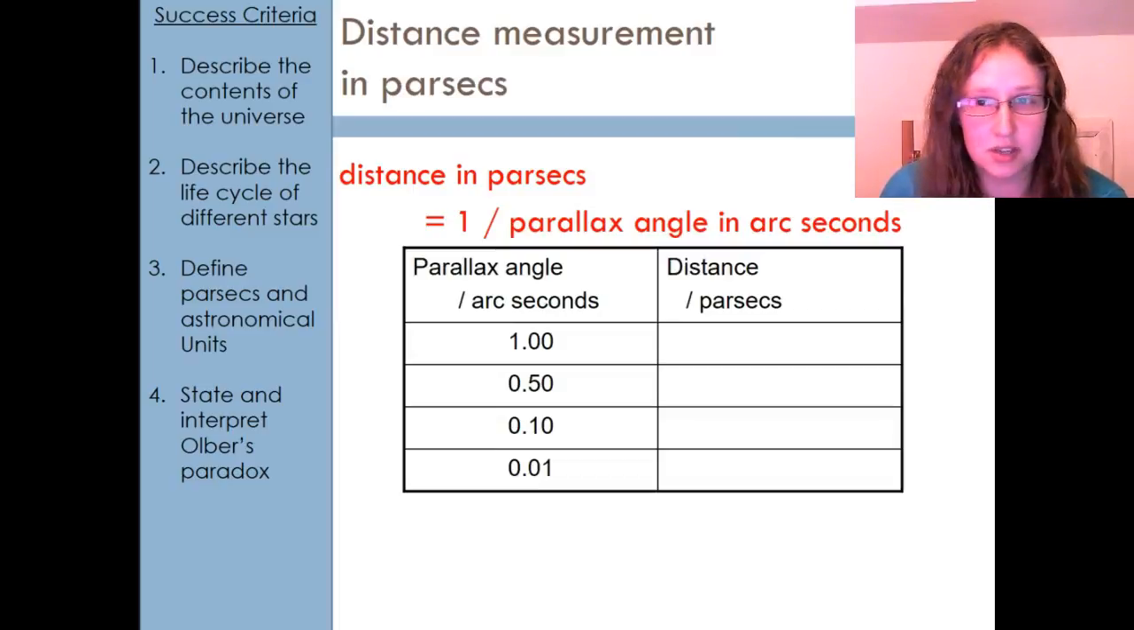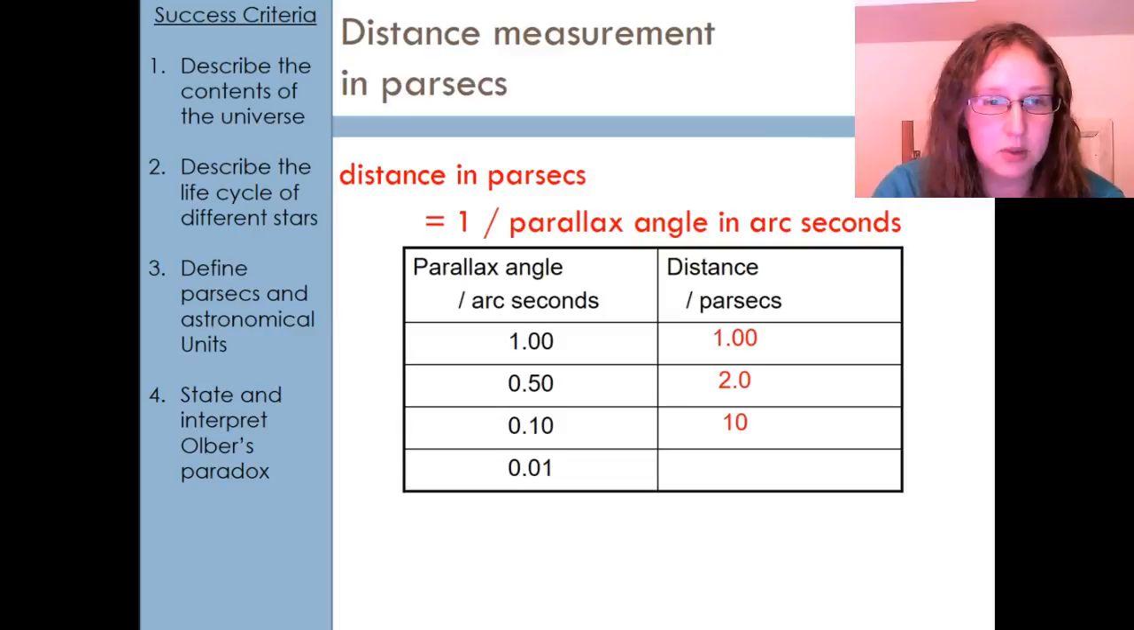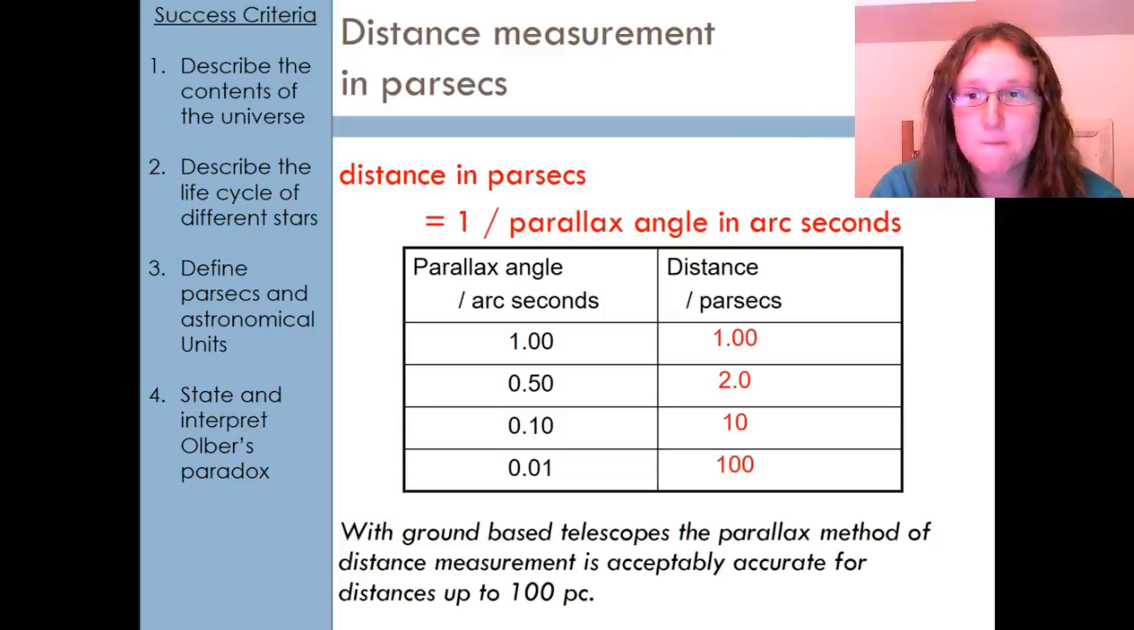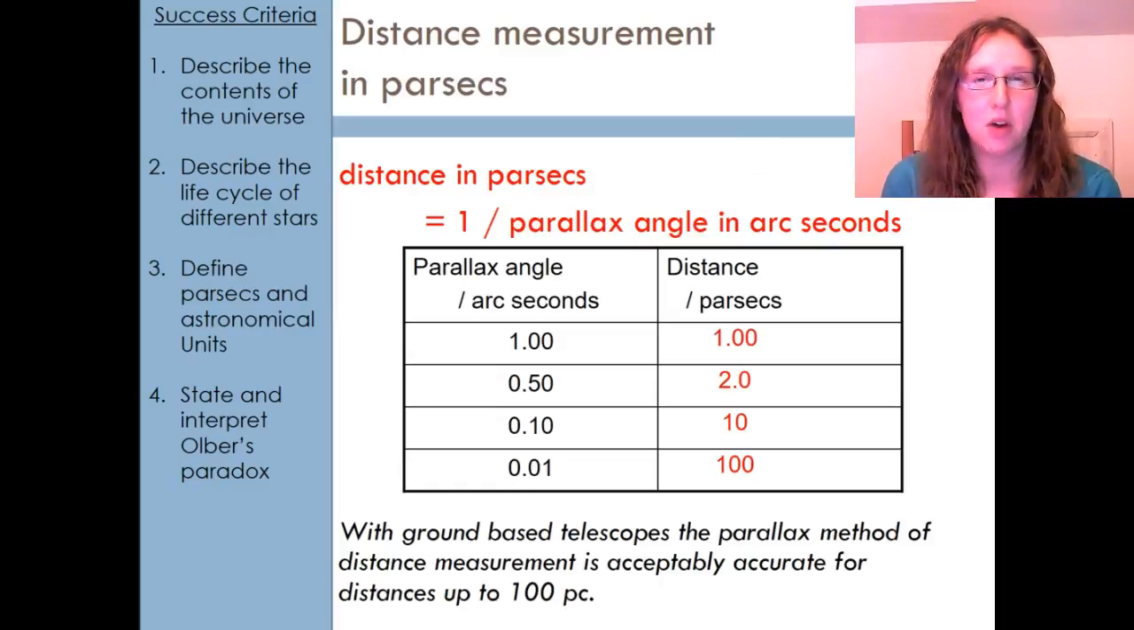So for instance, to give you some examples, if the parallax angle is 1 arc second, the distance away in parsecs is 1. But that should be easy because that's just the definition. If it was half an arc second, we do 1 over a half, which gives us 2 parsecs. If it was 0.1, we do 1 over that, which gives us 10. 0.01 gives us about 100. Just as a note, we're limited with this because the angles are very, very small, so there's a limit to how accurately we can measure them. A distance of about 100 parsecs is the best that a ground-based telescope is going to be able to do.